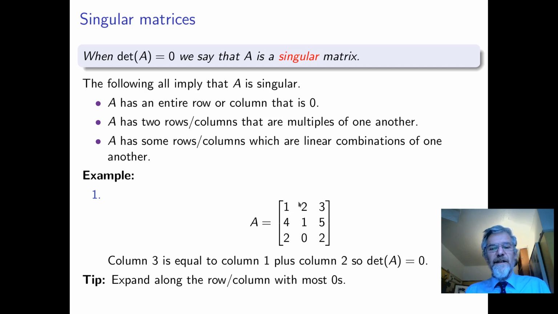And you can expand along any row or column. Choosing one with zeros in just minimises the work because you don't need to work out the cofactor.